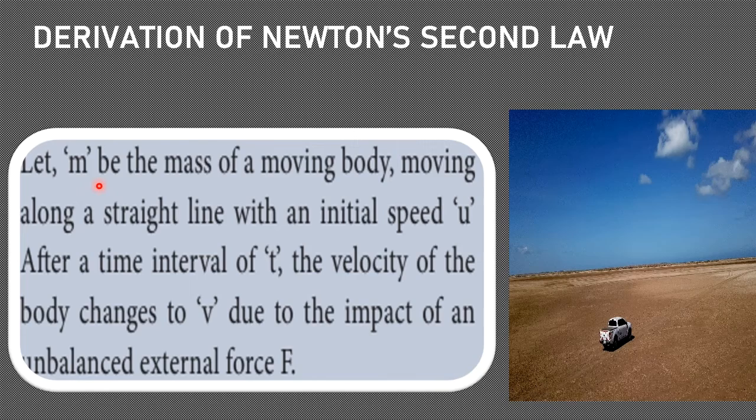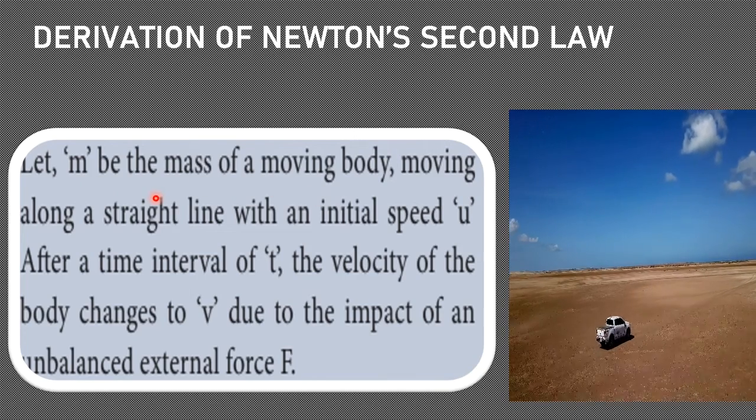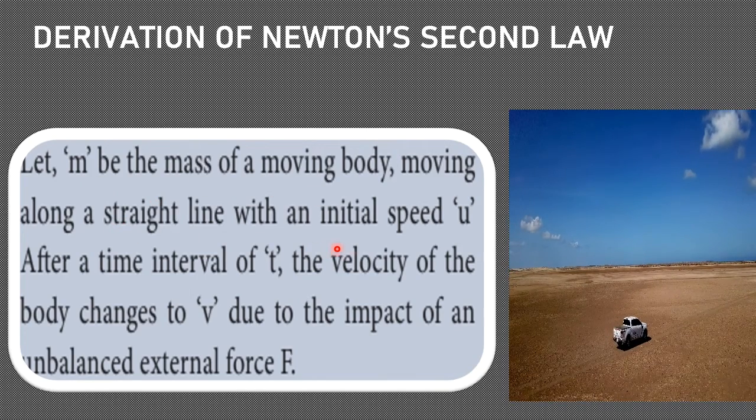So the mass of the moving body is m, moving in a straight line, with initial velocity u, for a short interval of time. Within a particular time it reaches another place, and the velocity will have changed, right? That final velocity we take as v. So how does this happen? Because we are getting these sources from Newton's first law, due to the impact of the unbalanced external force.